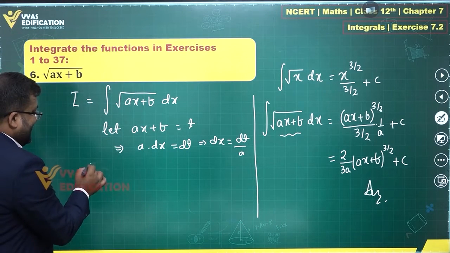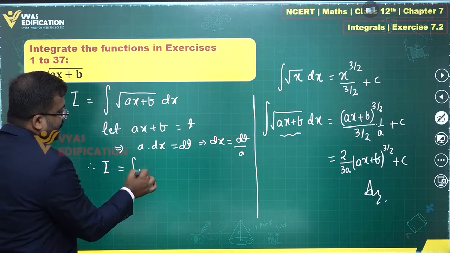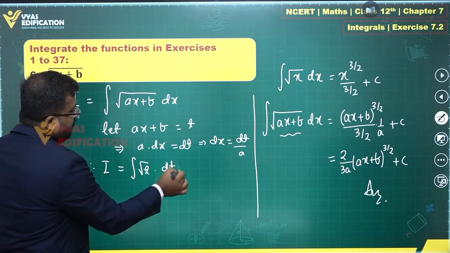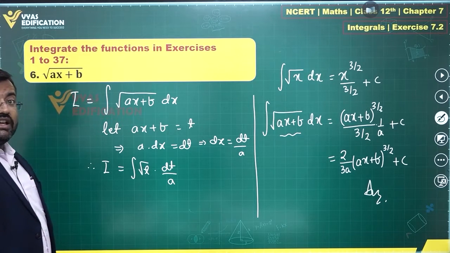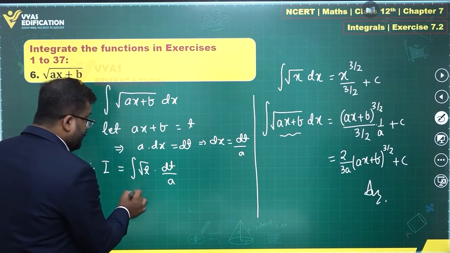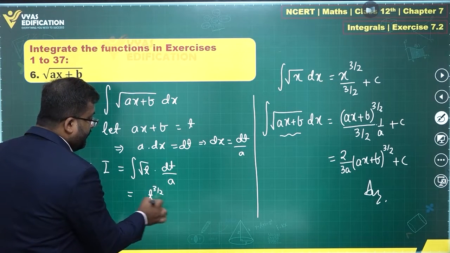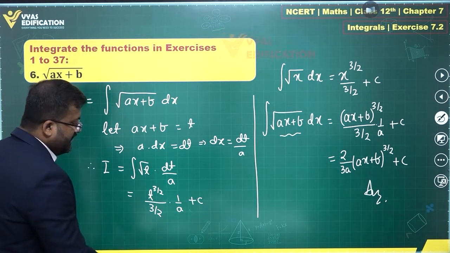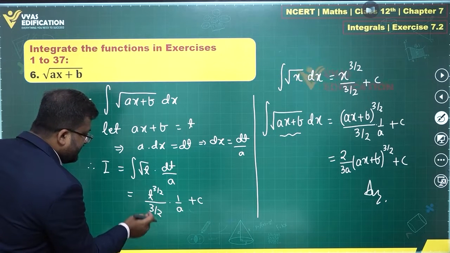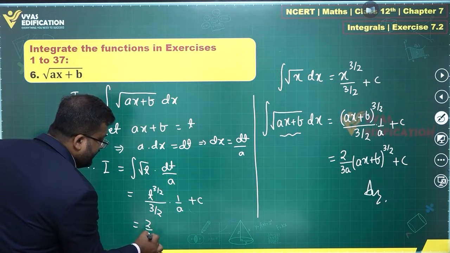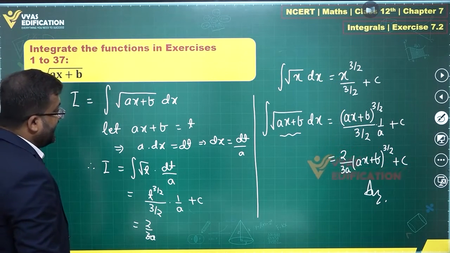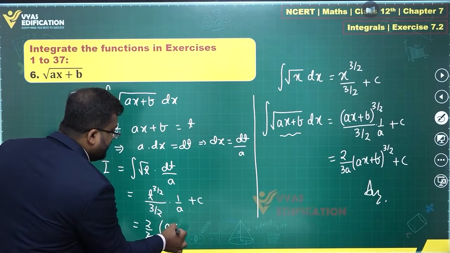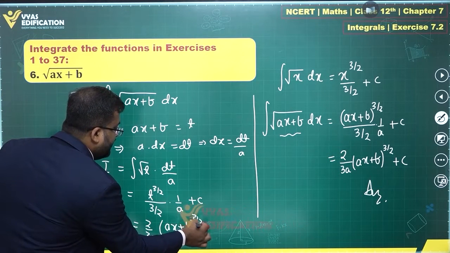Therefore, the integral I is the integral of root t dt upon a. Do you observe that? Yes, dx becomes dt upon a. Now, the integral of root t is t power 3 by 2 upon 3 by 2 times 1 upon a plus constant of integration. Yes, and this is exactly the same as this. This becomes 2 by 3. That a comes over here, 2 by 3a, and t is ax plus b power 3 by 2 plus constant of integration.